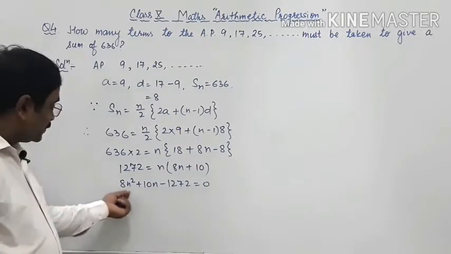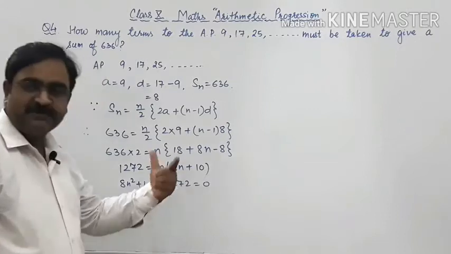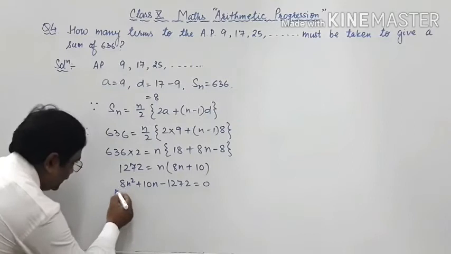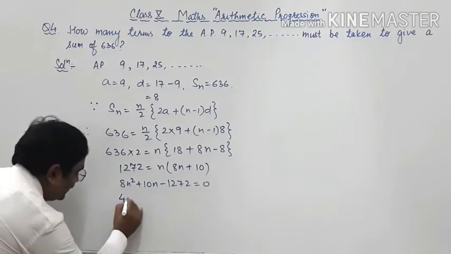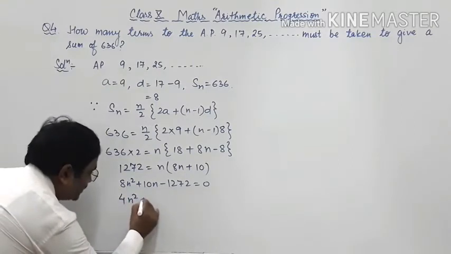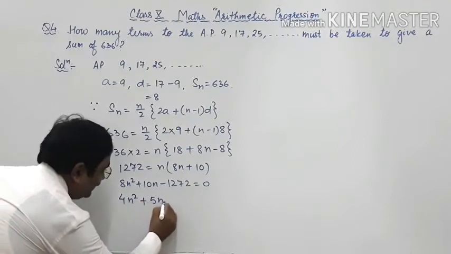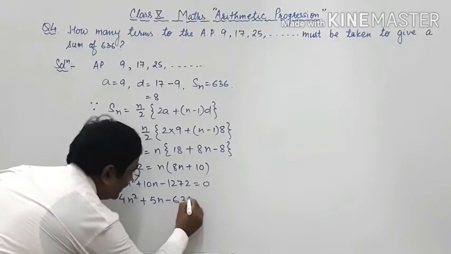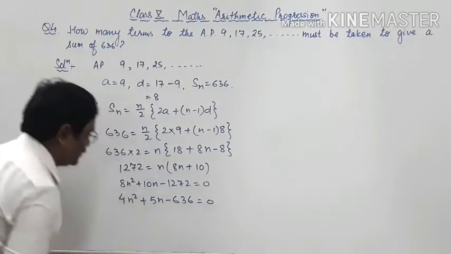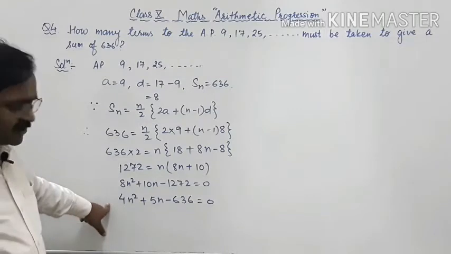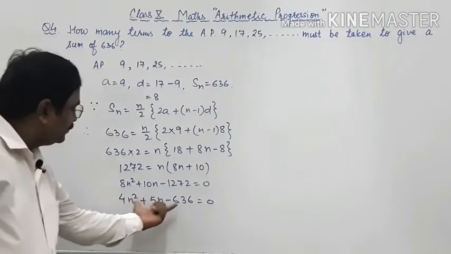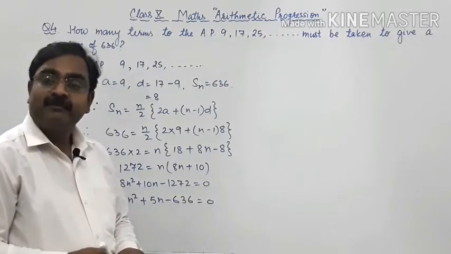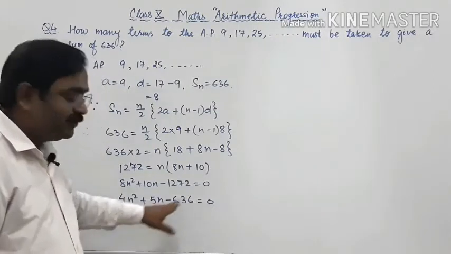First of all, simplify this equation by dividing it by 2. Divide by 2, you will get 2 fours are 8, 4n square plus 2 fives are 10, 5n minus 2 sixes are 12, 2 threes are 6 and 2 sixes are 12, equals 0. This is the simplest form of this quadratic equation. Now we cannot simplify further. Now we have to factorize it to get the value of n.